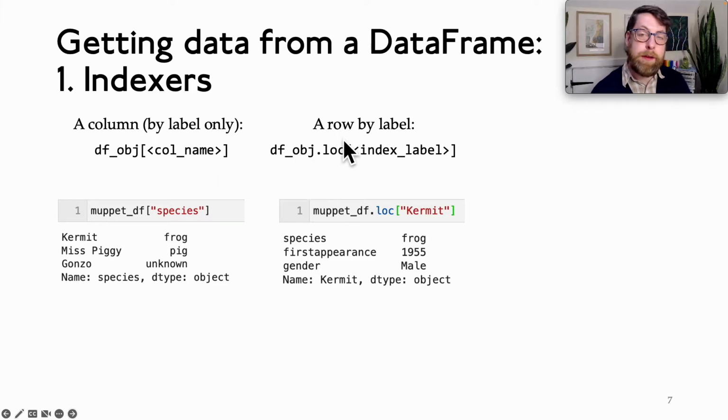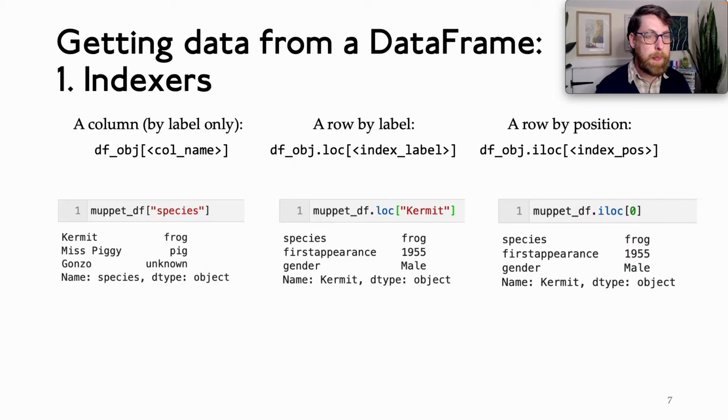So you can also get the rows as well. You can get the row by a label. If you recall in our small little table there, Kermit was the index, and Miss Piggy and Gonzo. So if you use loc, you'll then get a series representing that row. You can also do it by position as well. So it's the same thing. Kermit was in the first position in the table, and so iloc 0 will get you that.